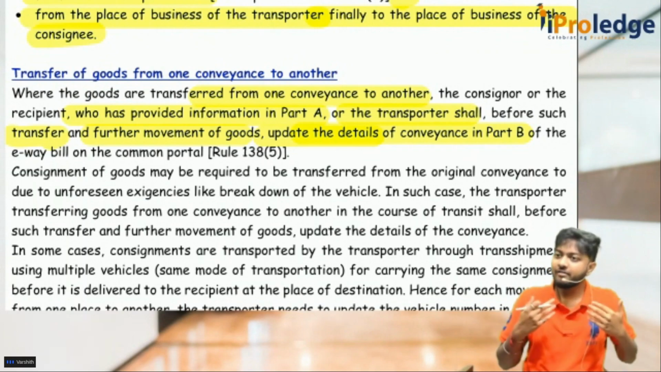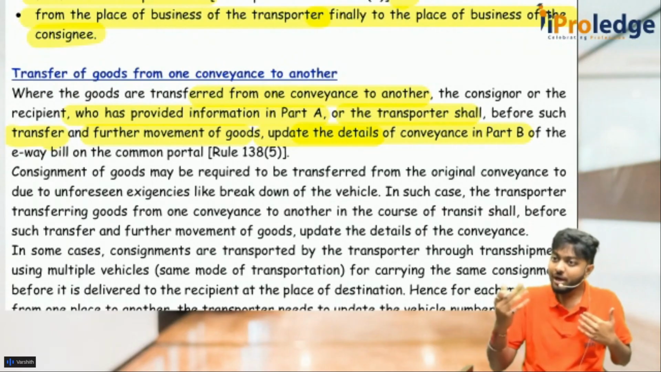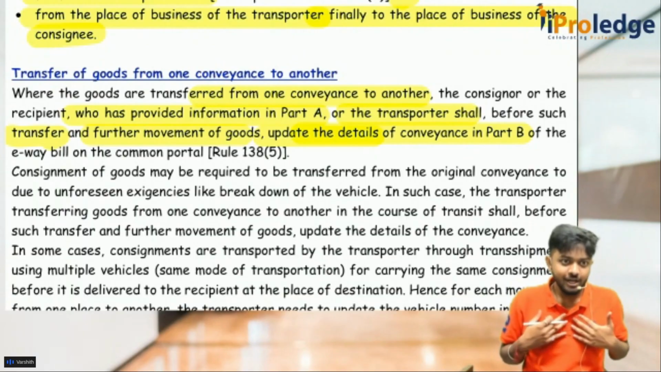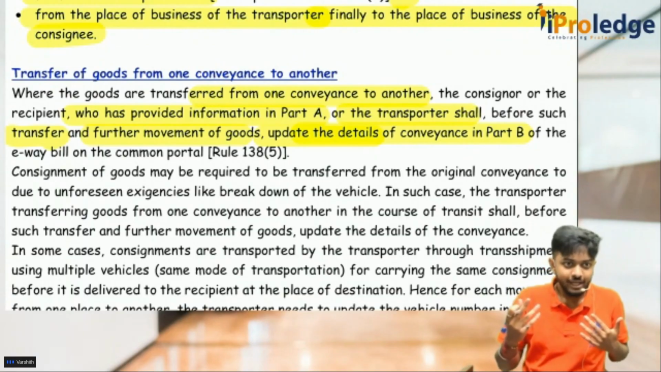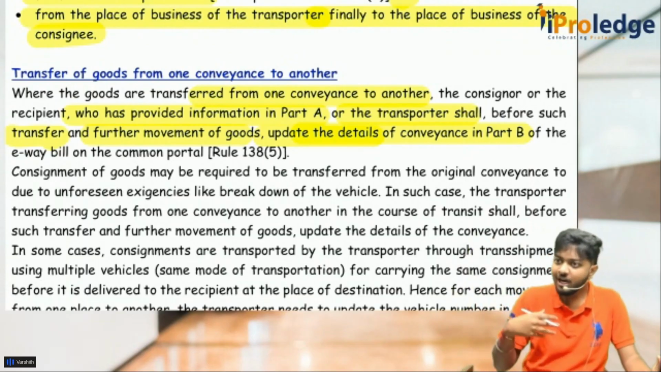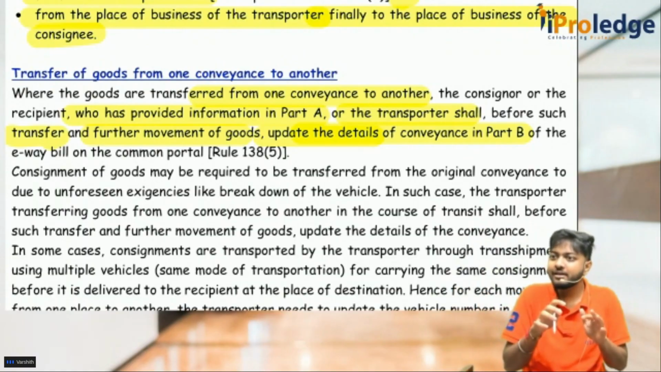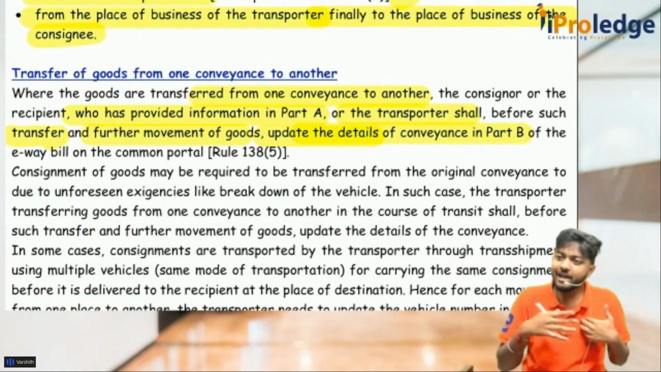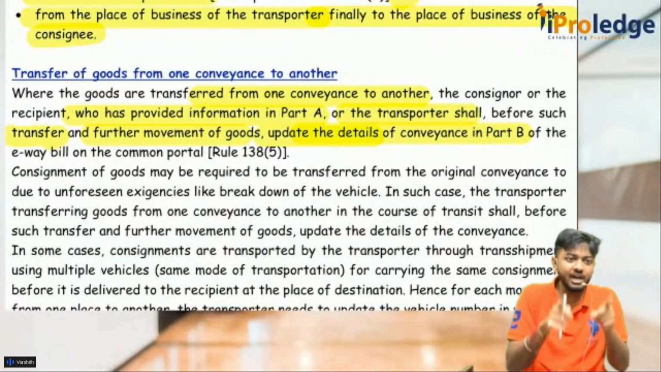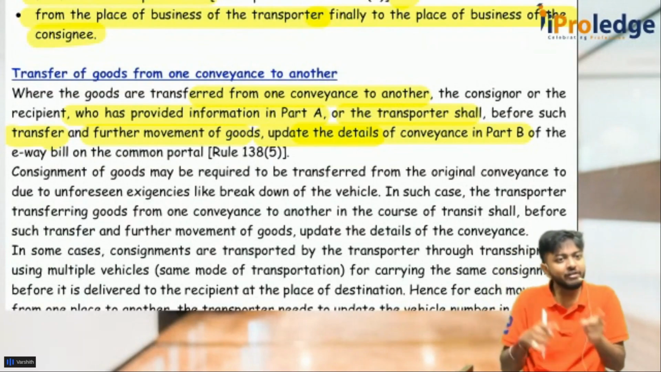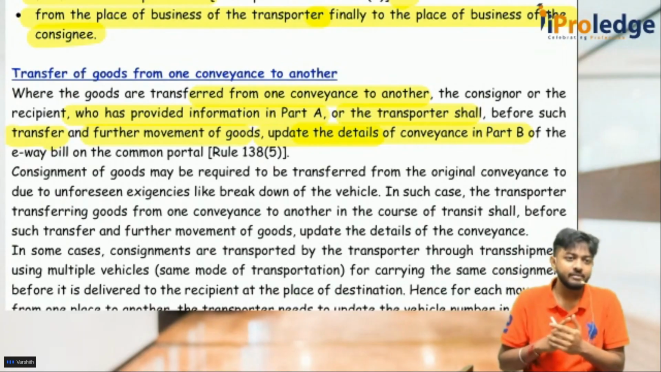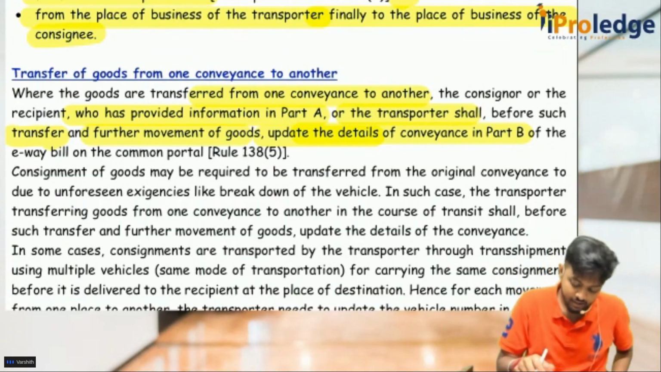Because suppose when the goods are going from Bangalore to Mumbai, I am transporting the goods in my own vehicle. Tata is my own vehicle. While going, something happened. Now I am shifting the goods from my vehicle to his vehicle. In that case, who will update part B? Me only, no? In my case, there is no transporter. So I will update part B saying that the goods are shifted from this conveyance to this conveyance. If I have given it to transporters, then the transporter will update to which conveyance it is shifted next. Clear? Next.